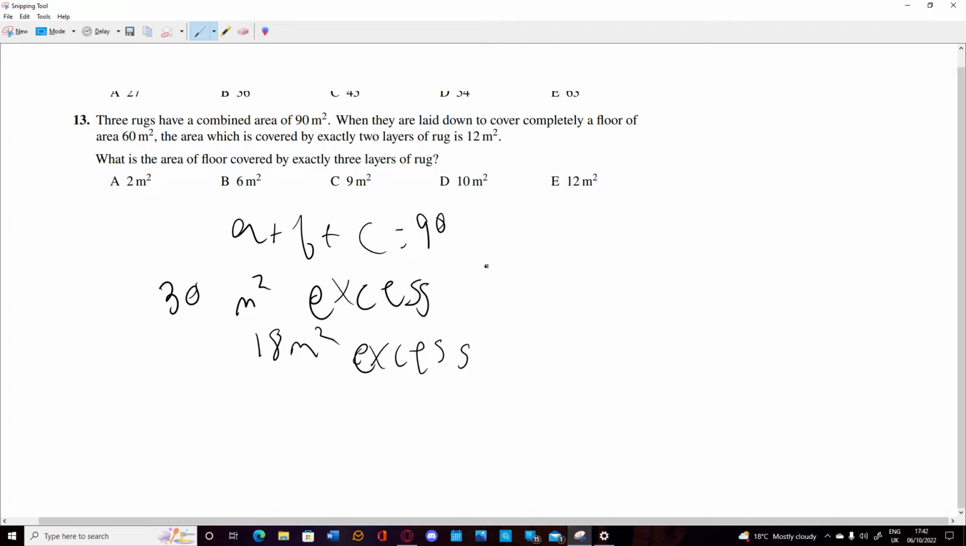Which must mean that the area covered by 3 rugs is 9. Once you first cover 9 meters squared, in order to get 18 meters squared excess, you must keep on covering that 9 meters squared with the other 2 rugs, and then you end up getting 18 meters squared excess. So the answer should be C.